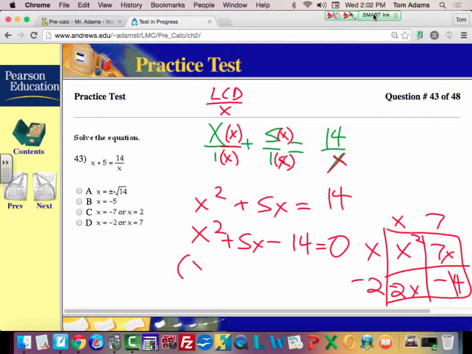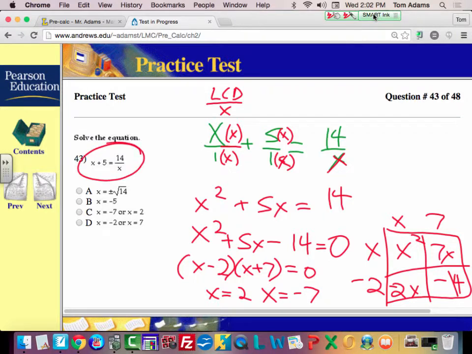So I get x minus 2 times x plus 7 equals 0, or x equals 2 and x equals negative 7. Now the only thing I have to do is go back to the original equation and see if I have any restrictions in the domain. Now x cannot equal 0, but my solutions do not equal 0, so both of those are valid. Positive 2 and negative 7.